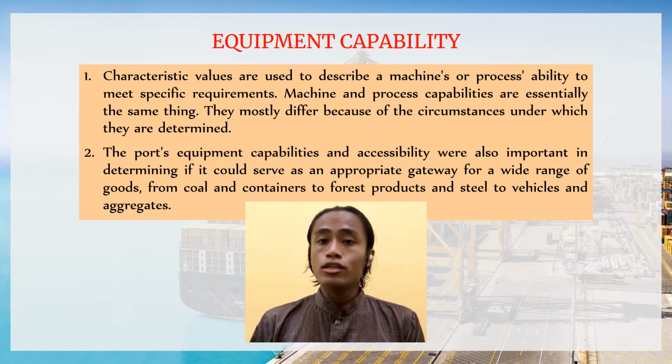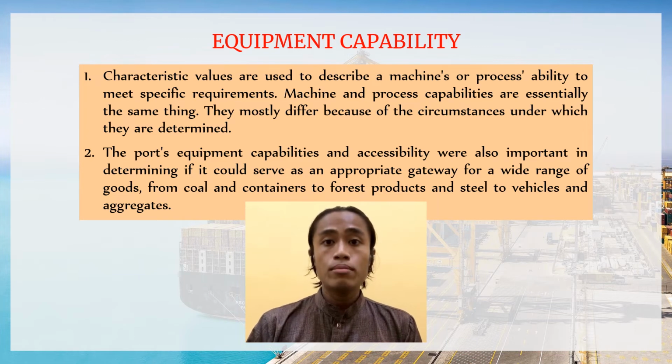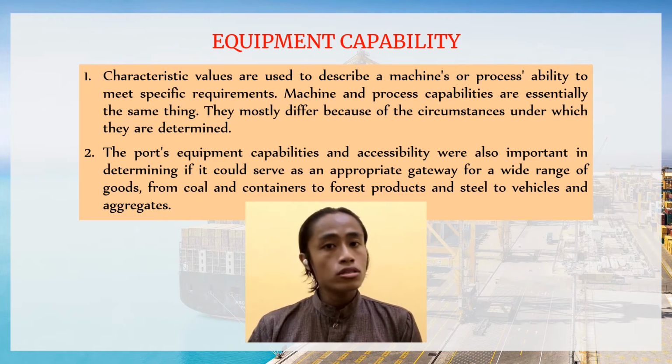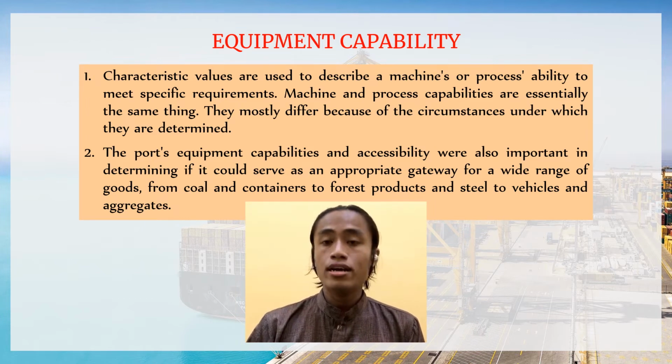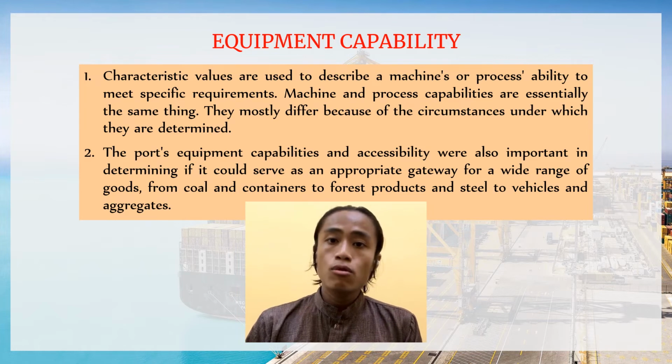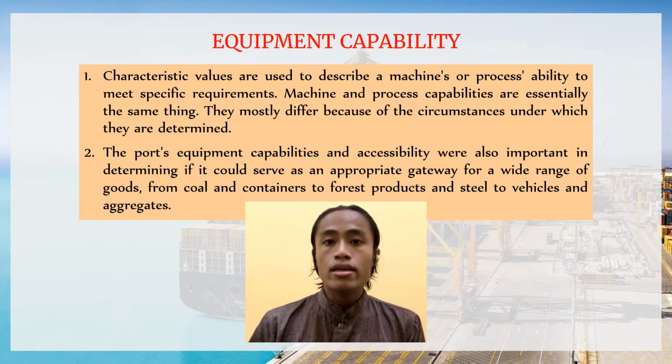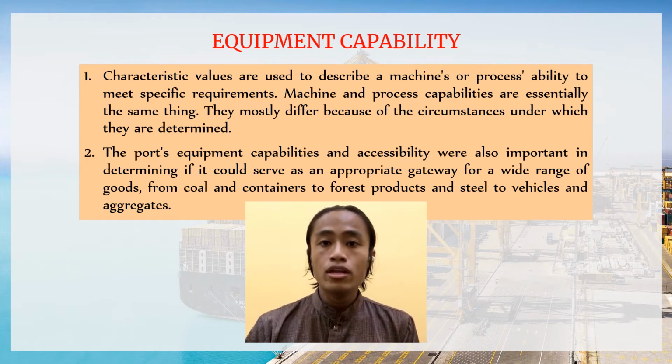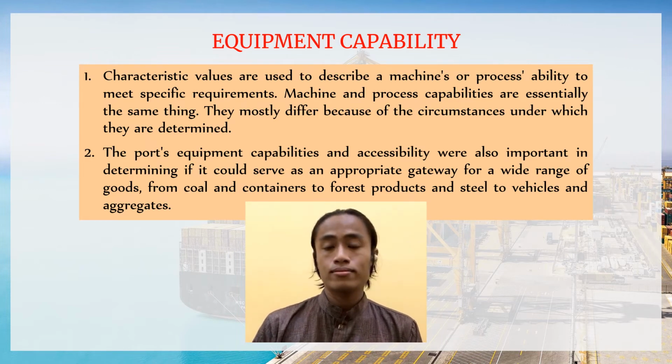Characteristic values are used to describe a machine or process's ability to meet specific requirements. Machine and process capabilities are essentially the same thing. They may differ because of the circumstances under which they are determined. The port's equipment capability and accessibility were also important in determining if it could serve as an appropriate gateway for a wide range of goods, from coal and containers to forest products and steel to vehicles and aggregates.